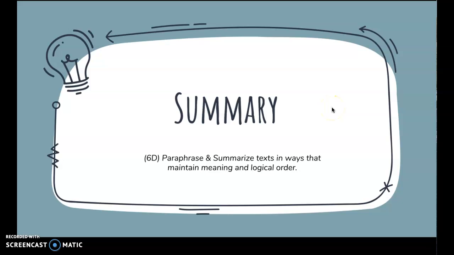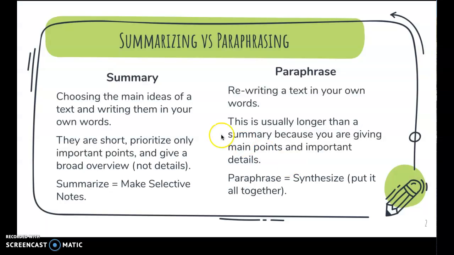So today we're going to talk about summary. And the standard we're looking at is actually the same through a lot of middle school and high school. And so it's 6D, which is paraphrasing and summarizing texts in ways that maintain the meaning and the logical order. So the first part of that standard was summarizing versus paraphrasing, right? What are they and when do you use them? So let's look at what they are.